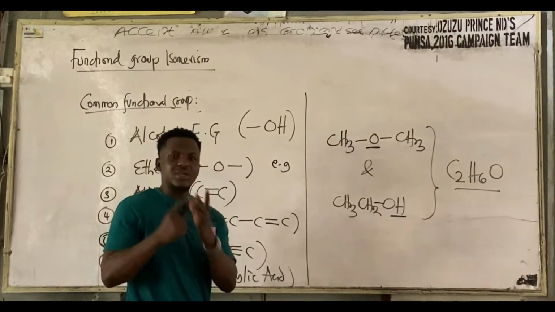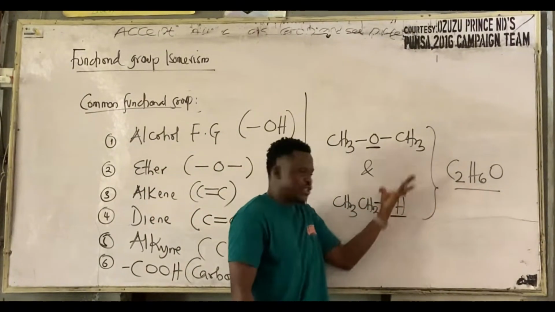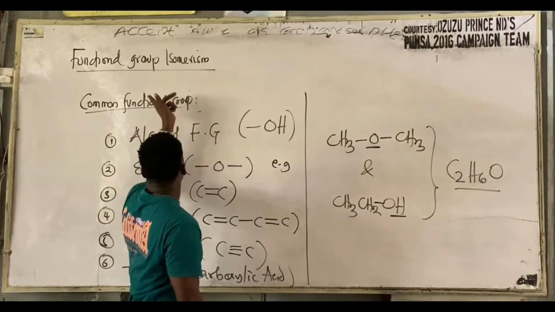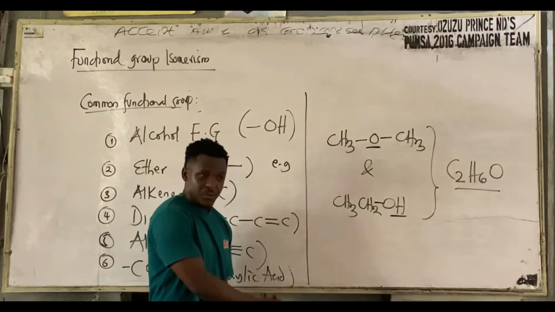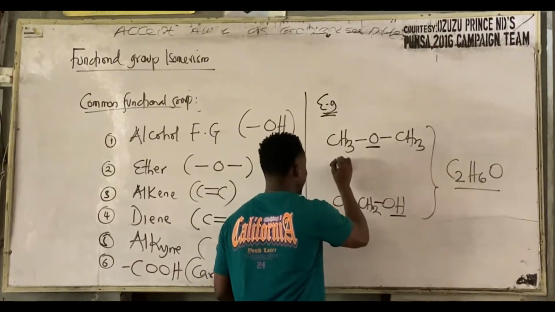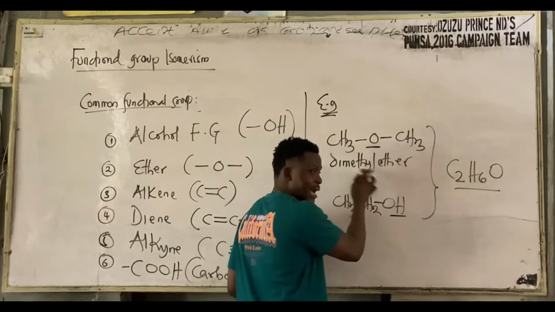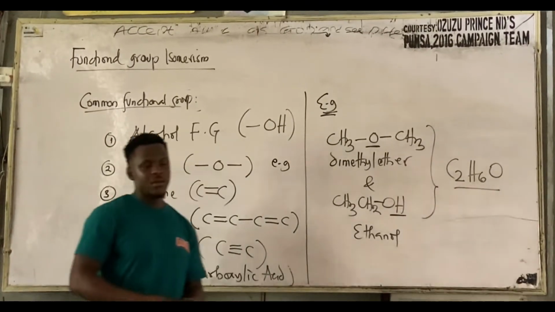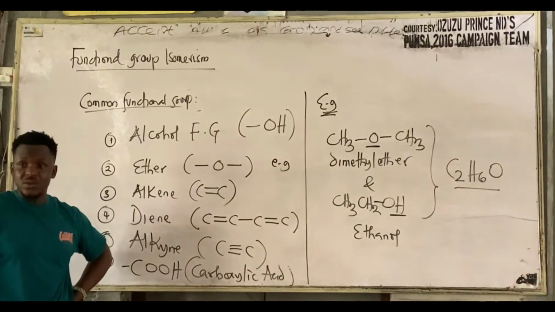So you notice that irrespective of the fact that both of them have the same molecular formula, their structure is not the same. And what is causing the difference in their structure? Functional group. So these two are classified under functional group isomerism. This is an example. This one is dimethyl ether. I will explain why we call it dimethyl ether. Just write it down. And this one is ethanol.